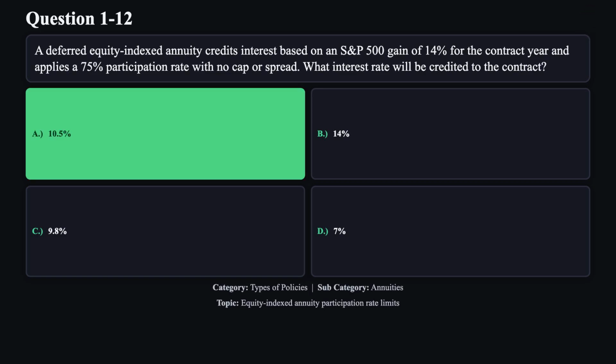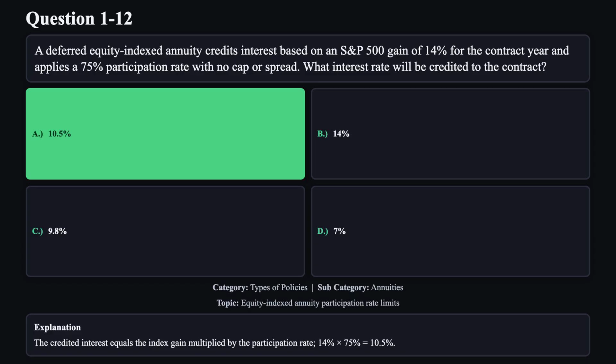The correct answer is A. The credited interest equals the index gain multiplied by the participation rate. 14% multiplied by 75% equals 10.5%.